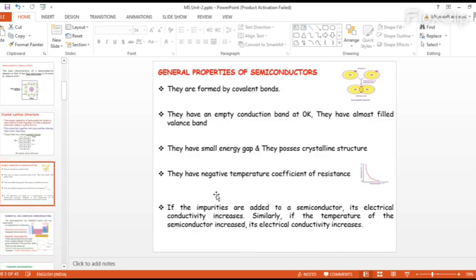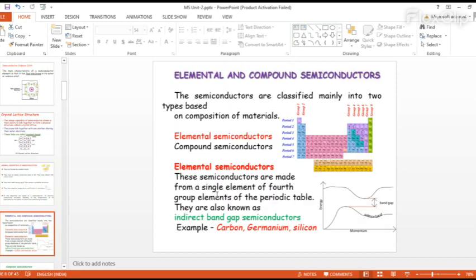So these are the general properties of semiconductors. They are formed by covalent bonds, as we discussed earlier. They have an empty conduction band at 0 Kelvin and an almost full valence band. They have a small energy gap and they possess a crystalline structure. They have a negative temperature coefficient of resistance. If impurities are added to a semiconductor, its electrical conductivity increases. Similarly, if the temperature of the semiconductor is increased, the electrical conductivity will increase.